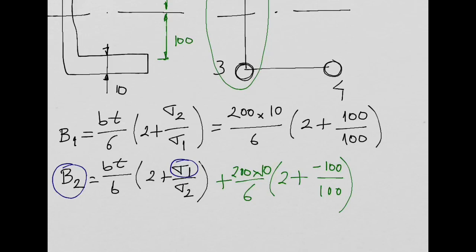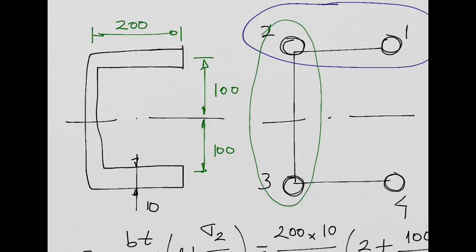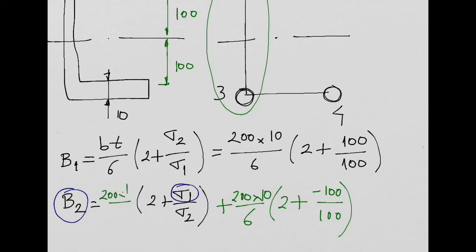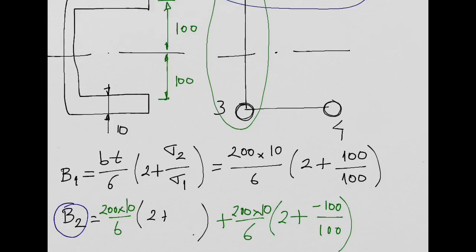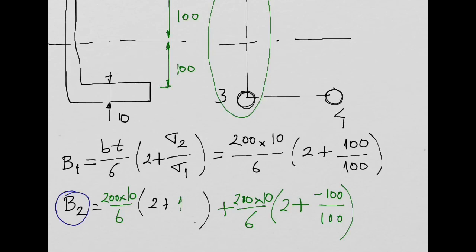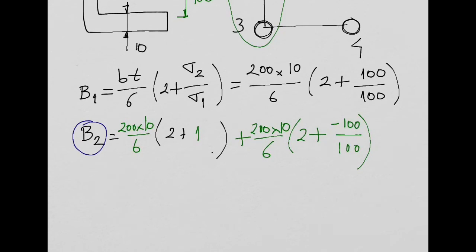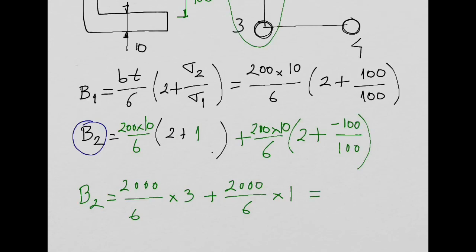And here, I can replace these as well, right? So how much is this BT over 6 for the horizontal panel at the top? My B is 200, right? So it's 200 times 10, which is the thickness, over 6. And now this ratio here is 1, right? I can put 1 like this. So we will have, for boom number 2, 2000 over 6 times 3 plus 2000 over 6 times 1. So we have 2000 over 6 times 4. Agree? Or 8,000 over 6 is the area of boom 2.